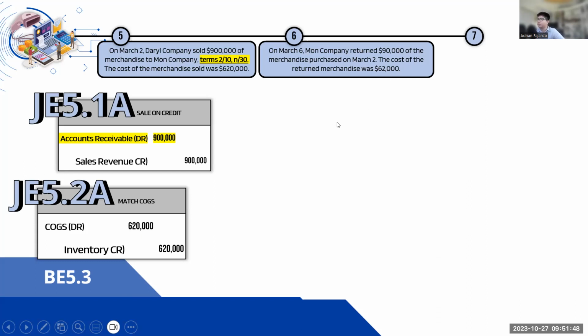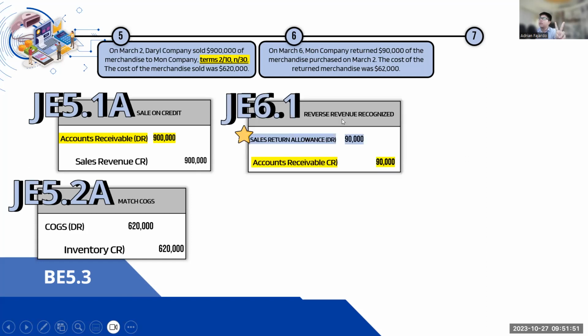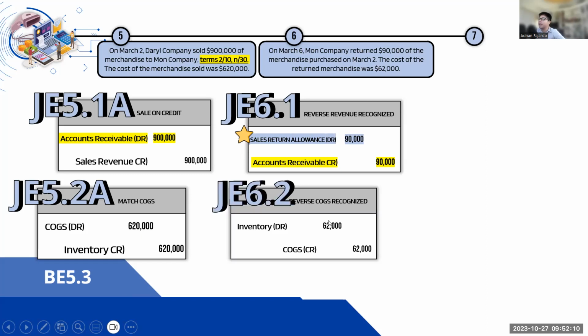So, anong gagawin natin? 2 journal entries. They recognize a portion of the revenue received via the journal entry. Debit sales returns and allowance, 90,000. Credit accounts receivable of 90,000. And then, kailangan yung inventory rin natin, babaliktad natin ng 62,000, credit COGS. So, as you can see, nagre-reverse lang. Pero instead of sales revenue, we use a new account called sales returns and allowance.